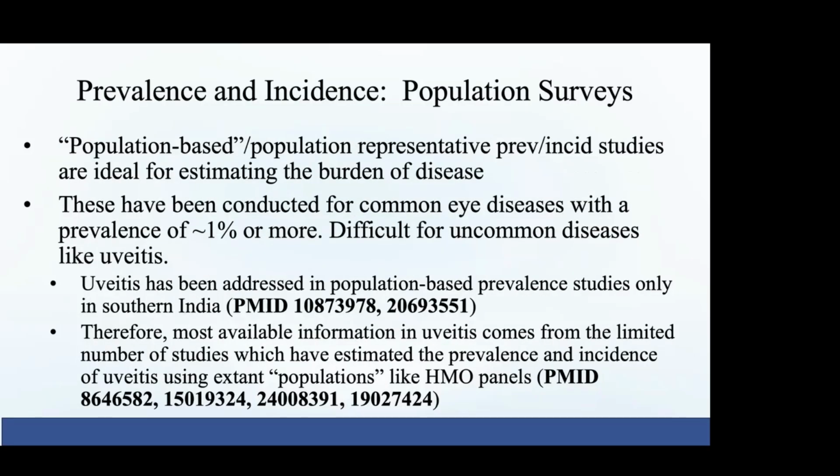So some of these have been done in uveitis. There have actually been two full-fledged population-based prevalence surveys, both done in southern India, associated with LV Prasad and Aravind. Most of the available evidence besides those comes from a limited number of studies that have used natural populations like healthcare maintenance organizations, such as Nisha and Eric Suhler and others have done. And these are some of the PubMed IDs of some of those studies.